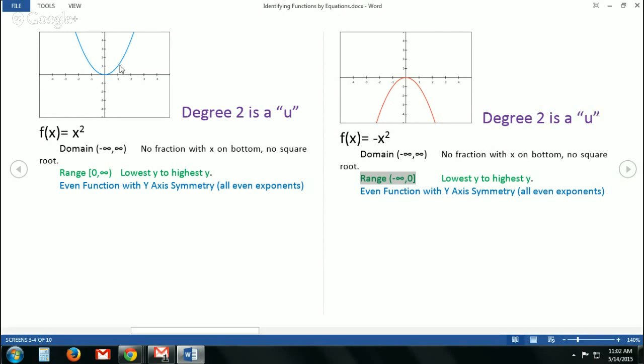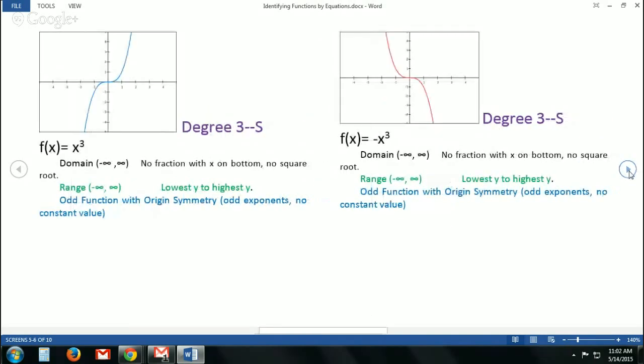That means I've got the same stuff on this side of the y-axis that I do on that side of the y-axis, and that points on each side of the y-axis will match up with each other, the same height as each other, the same distance from the y-axis. Let's look at the next picture.